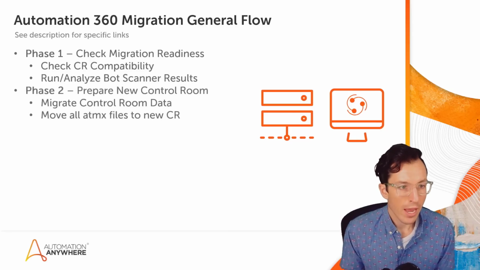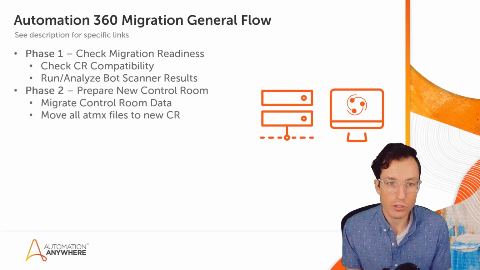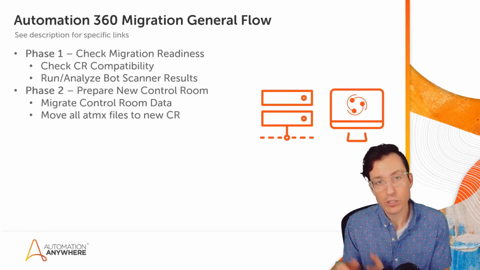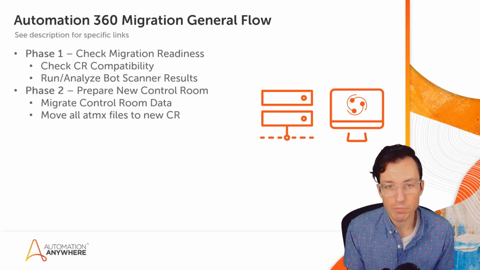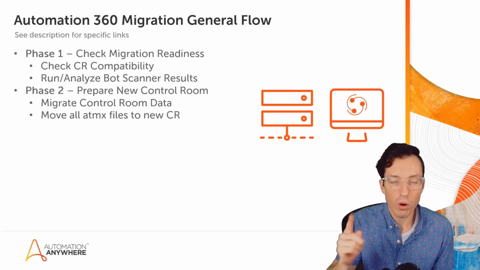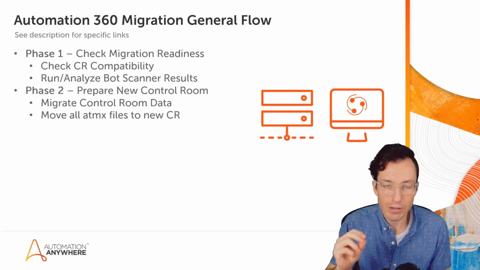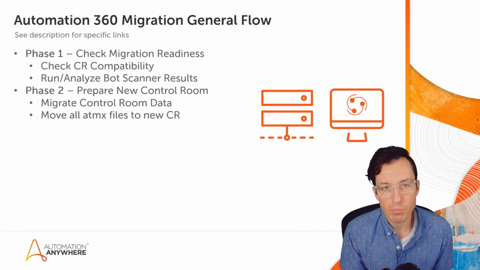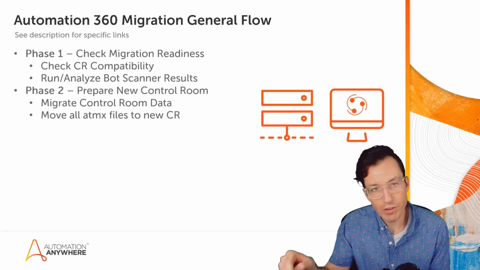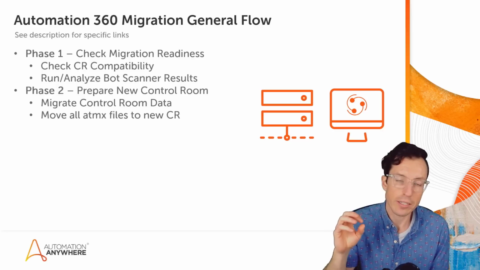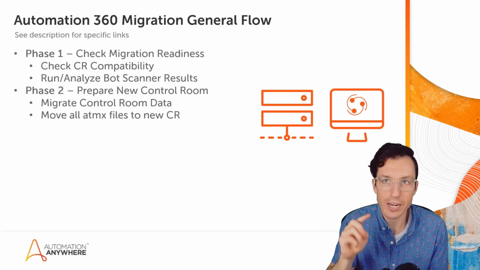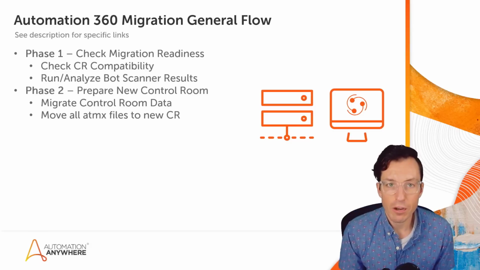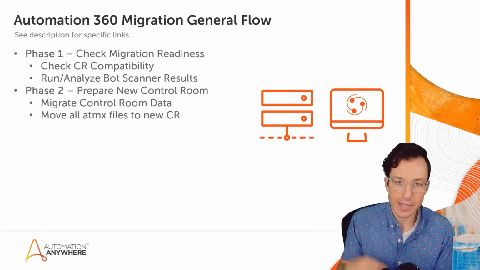to the next phase. And that next phase is preparing your new control room. That means migrating your control room data and your bots to your new Automation 360 control room. We have two videos covering this. One shows the migration from a version 11 control room to an Automation 360 on-prem control room. I'll have a link for that below if you want to check that out. We have another video showing a similar migration, except going from Automation Anywhere Enterprise version 11 to Automation 360 Cloud, and it uses the cloud migration utility. Again, I'll put a link to that video as well.